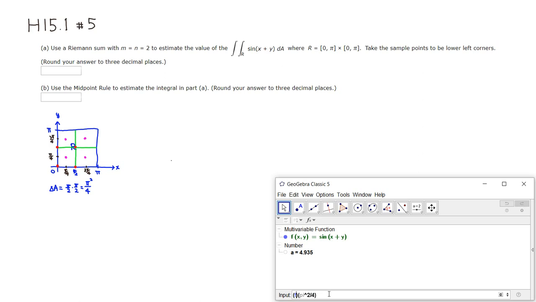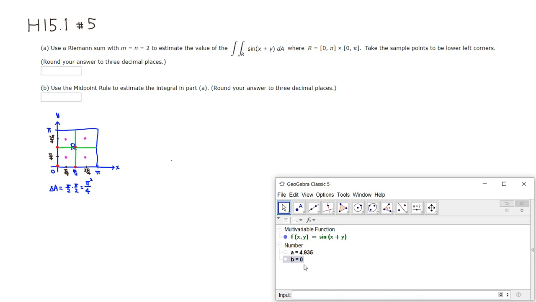Using the first sample point, which is pi over 4, pi over 4. The next sample point is 3 pi over 4, pi over 4. The next point would be pi over 4, 3 pi over 4. And the last point would be 3 pi over 4, comma 3 pi over 4. Let's hit enter.